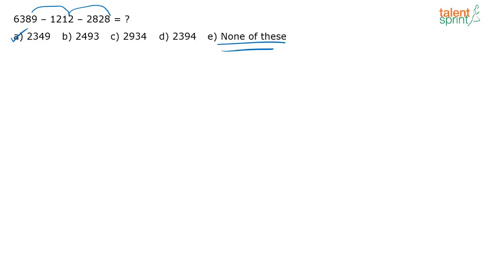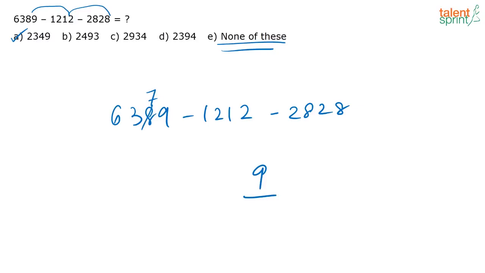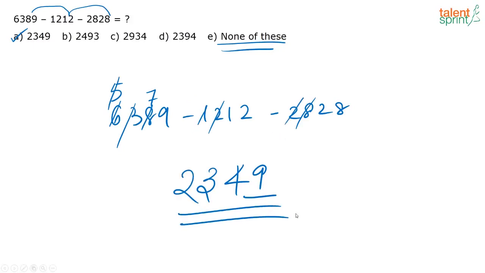Okay. So if you are using the digit sum method, what do you do? 6, 3, 8, 9 minus 1, 2, 1, 2 minus 2, 8, 2, 8. So the last digit you got it as 9. So this will become 7. Correct? I took 1 from here. So 7 minus 1 is 6. 6 minus 2 is 4. Now you have 3 minus 2 is 1. 1 minus 8 is minus 7, or when you take a borrow from here, 10 minus 7 is 3. Then you have 5 minus 1, 4 minus 2, 2, 3, 4, 9. That's your answer A. Okay?